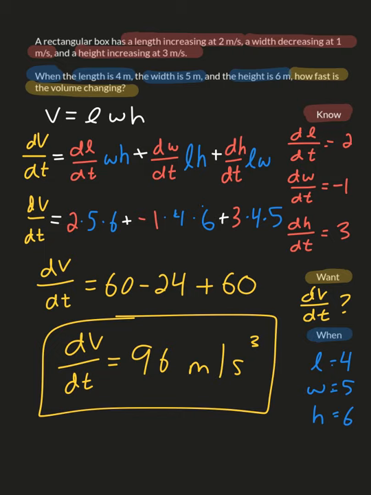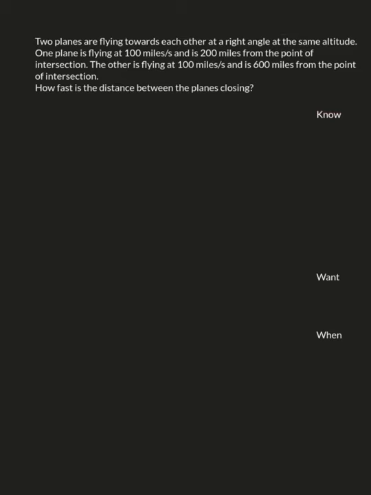Moving on to our next question. Two planes are flying towards each other at a right angle at the same altitude. One plane is flying at 100 miles per second and is 200 miles from the point of intersection. The other is flying at 100 miles per second and is 600 miles from the point of intersection. How fast is the distance between the planes closing? Not sure how realistic the numbers are in this context.